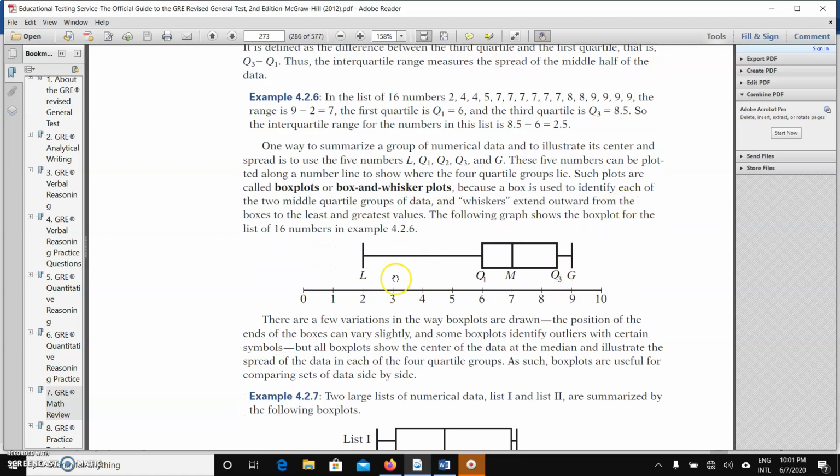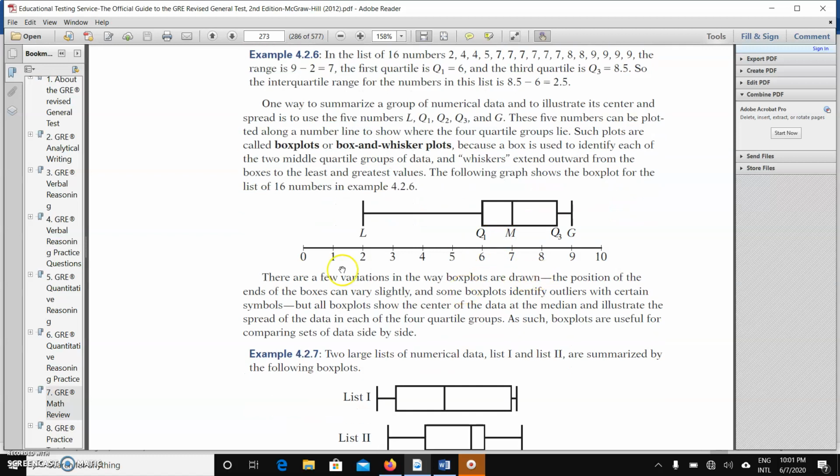For example, if it's drawn like this, this is the lowest point, this is the greatest, and then followed by Q3, which is the third quartile, followed by M, which is the middle number, and Q1, which is the first quartile. Now, according to this table, it's obvious that the greatest number is 9, the Q3 will be around 8.5, the middle number, which is your Q2, is 7, and Q1 is 6, and the lowest number is 2.